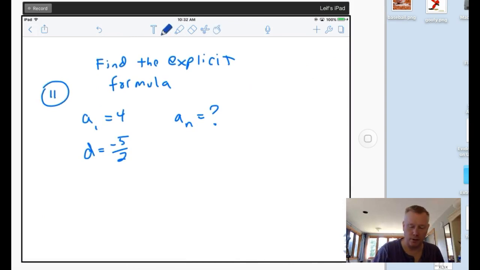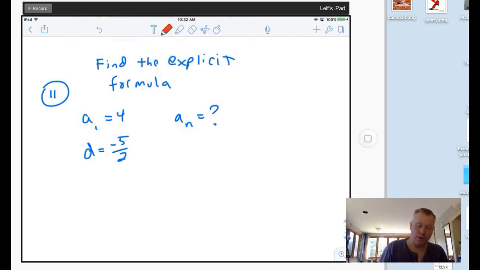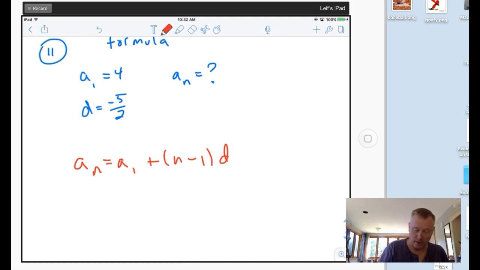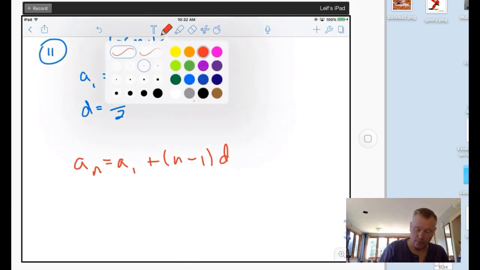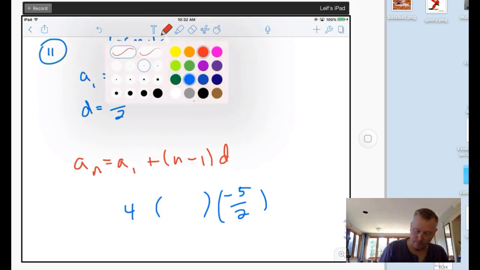So this one is a little trickier. This time they don't give you the sequence. So I'm going to take a of n equals a of 1 plus n minus 1 times d, and I'm going to plug it in. They did, however, give me a of 1, which is 4, and they gave me d, which is negative 5/2. I'm going to put parentheses around that so that it doesn't look like subtraction.